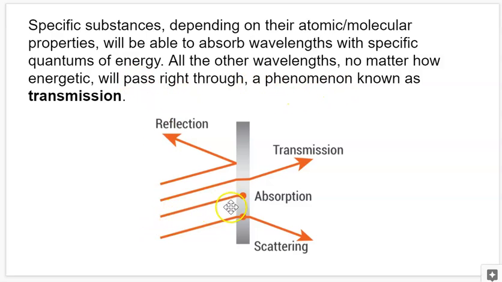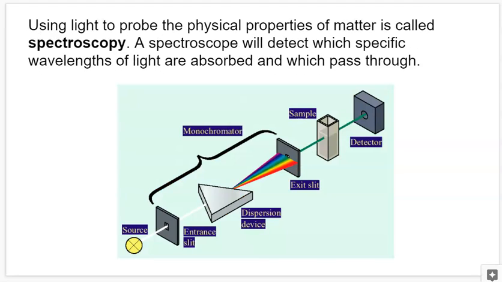So light waves can be absorbed by a substance, or they could be transmitted. They can go right through it, and only specific types of energy can get through based off of the properties of that substance. And I'll explain a bit more about that in a bit. So we can use light to probe the physical properties of matter, basically looking at if the light is absorbed or transmitted using a process called spectroscopy. And we use a spectroscope or a spectrophotometer, which is a fancy instrument that can detect which specific wavelengths of light are either absorbed or which can pass through, which are transmitted.